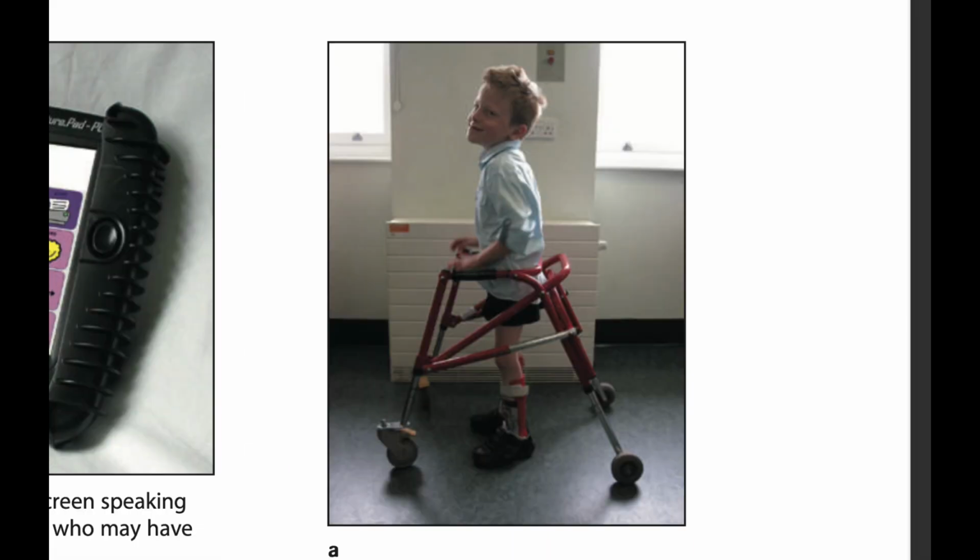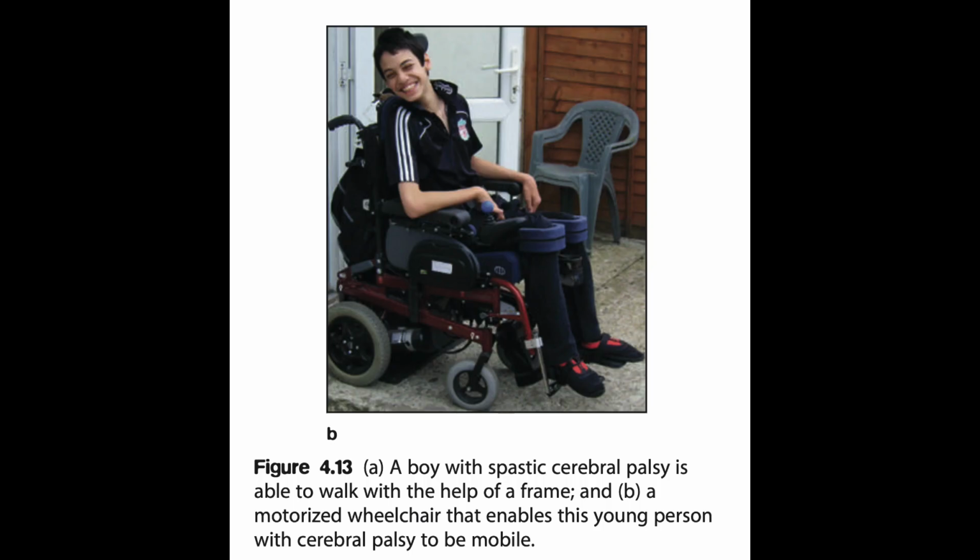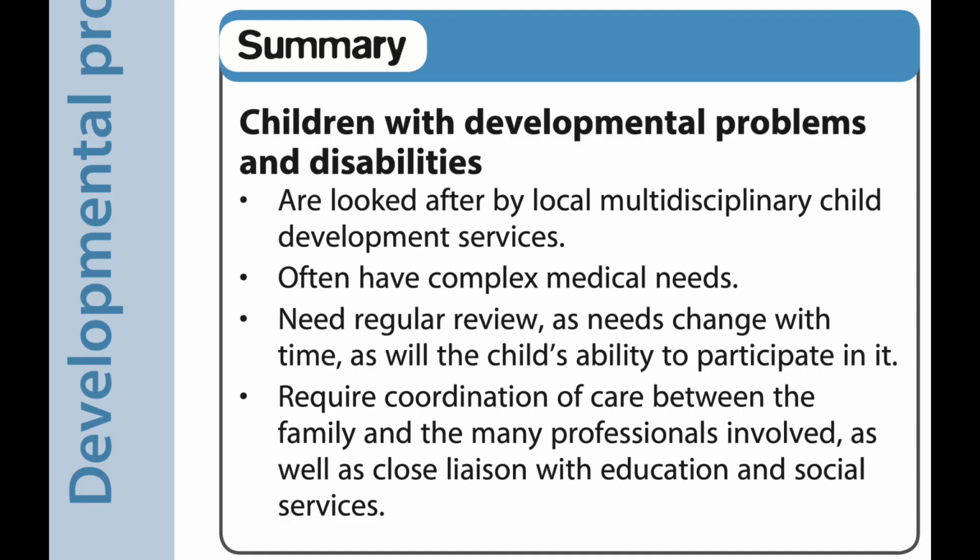these figures. The first one is a boy with spastic cerebral palsy who is able to walk with the help of a frame, and B is a motorized wheelchair that enables this young person with cerebral palsy to be mobile. Management of movement disorders, for example, continuous infusion of intrathecal baclofen, selective dorsal rhizotomy, and deep brain stimulation to basal ganglia.